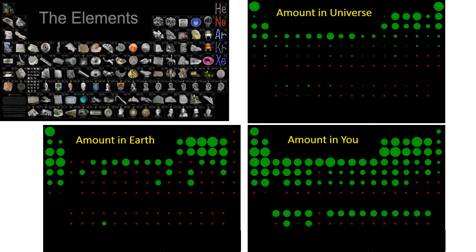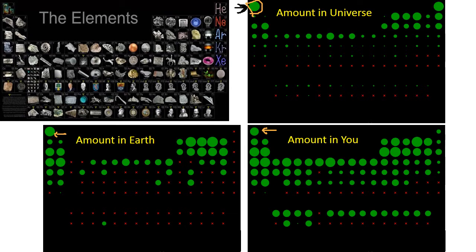So that's what the entire universe is made out of, but this is a really interesting set of pictures here. Each one of these is the periodic table, but the size of each of these little circles represents how much of that element is in, in this case, the universe, the Earth, or in you. I think something really interesting to take note of here is the similarities between these things. You can see that there's a lot of this element, which is hydrogen, in the universe and in the Earth and in you.